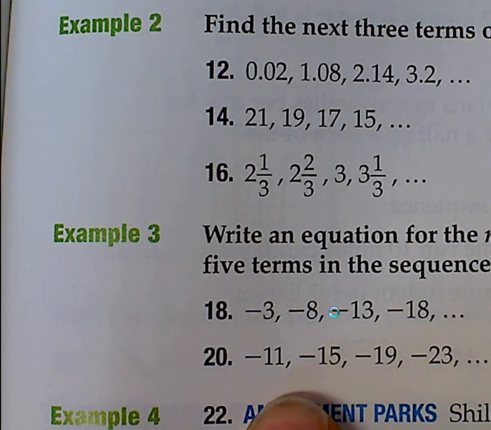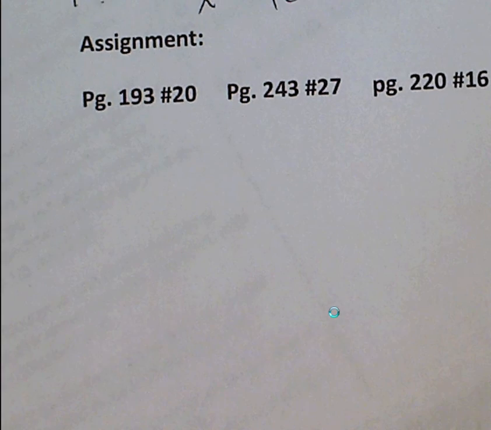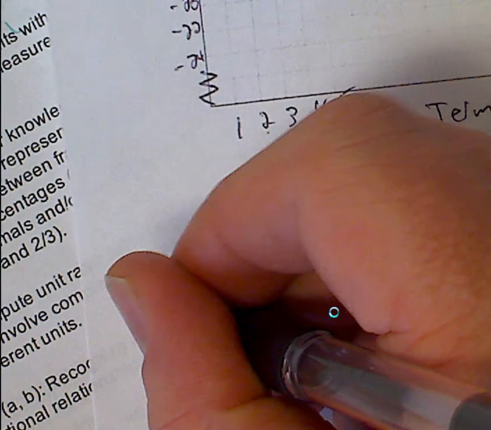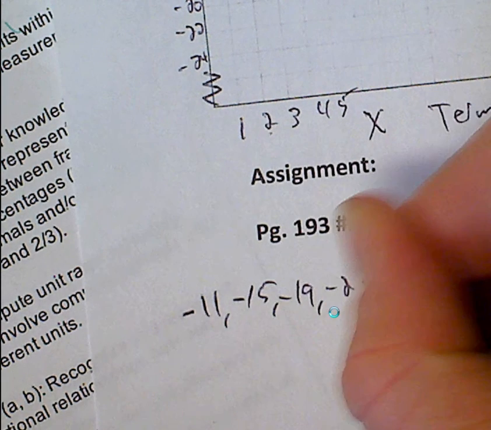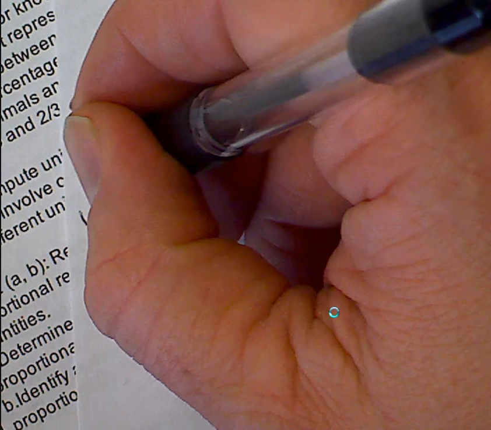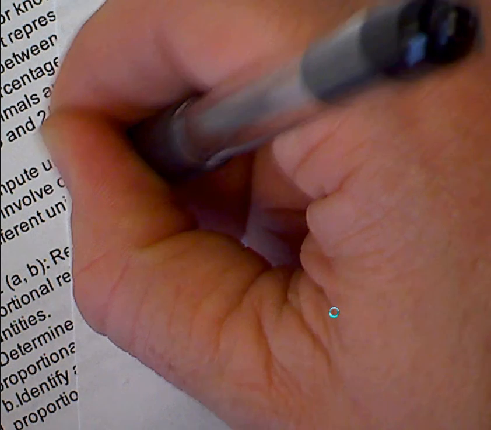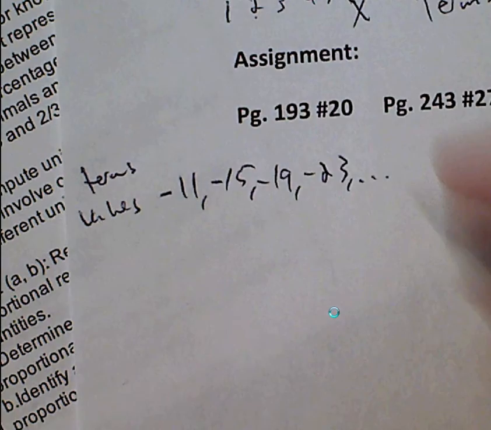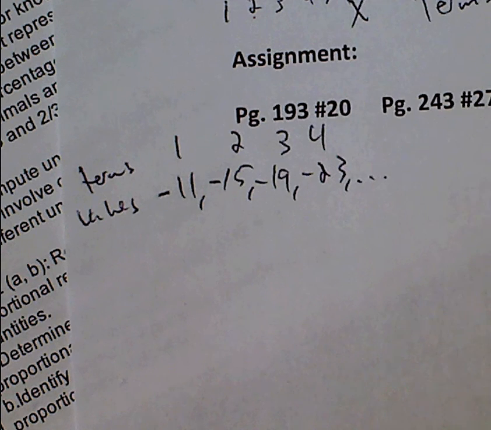So here are our values. Our values are negative 11, negative 15, negative 19, negative 23, and so on. These are our terms. So I'm going to go ahead and create this into a table. I got 1, 2, 3, 4, so on and so forth.